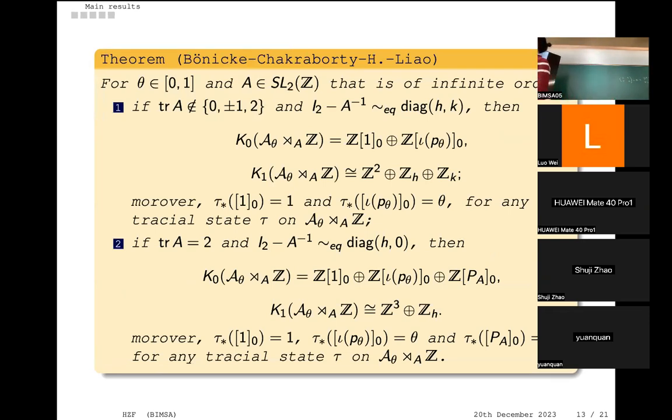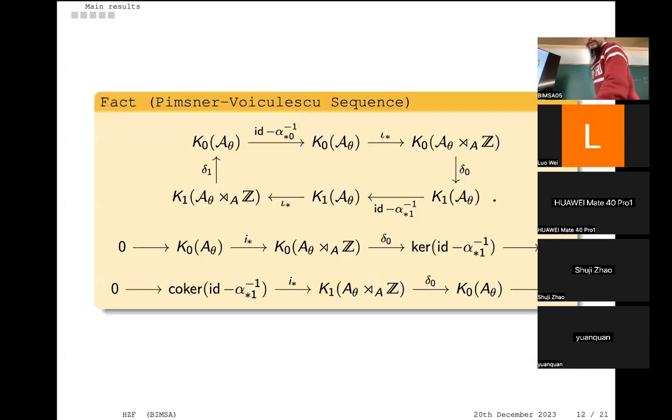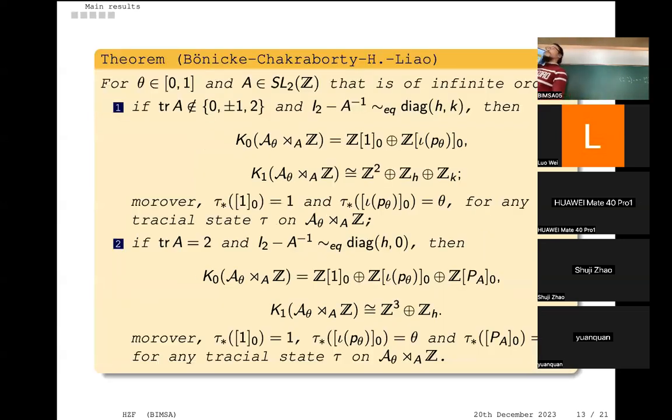Here we need to require that the trace of the generating matrix is not 0 and not plus or minus 1, because from the beginning we are excluding matrices of finite order with respect to matrix multiplication, and for those cases you only have finite order matrices. Maybe I should mention that the connecting morphism here is the difference between the identity map and the induced map at the K level. And that's why we need to consider this matrix.